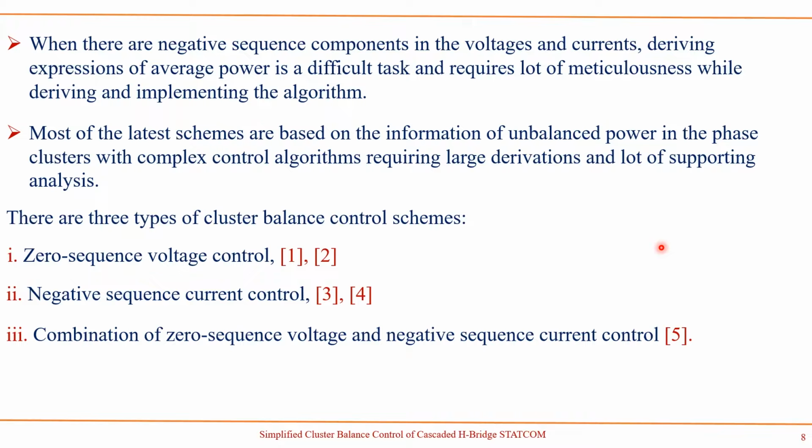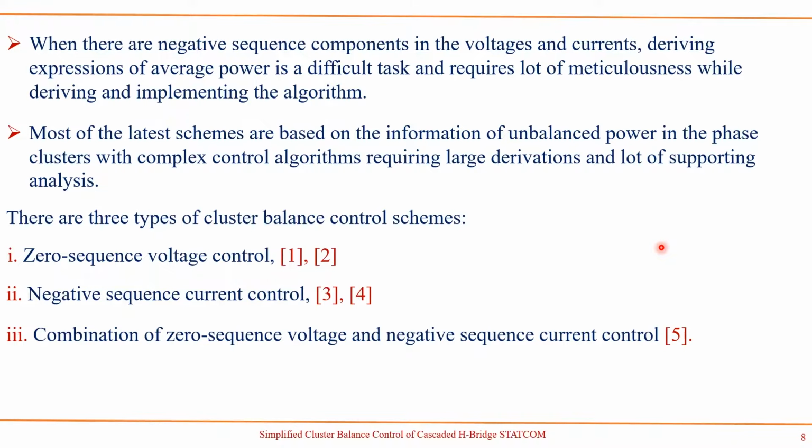When there are negative sequence components in the voltages and currents, deriving expressions of average power is a difficult task and requires a lot of meticulousness while deriving and implementing the algorithm. Most of the latest schemes are based on the information of unbalanced power in the phase clusters with complex control algorithms requiring large derivations and a lot of supporting analysis.